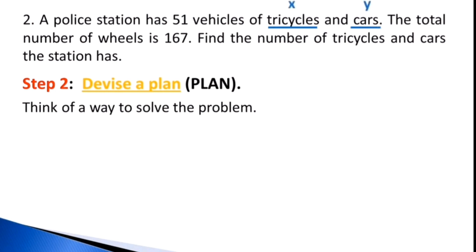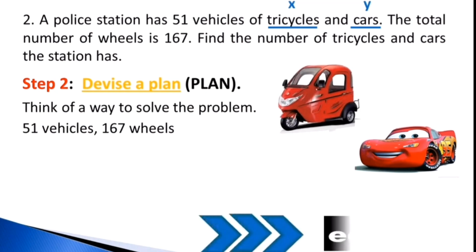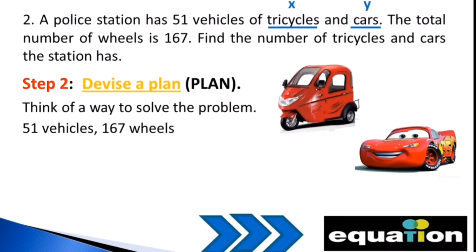Okay, the second step is devise a plan. We already know that x is for the tricycle and y is for the car. In devise a plan, let us have the best strategy to be applied in this problem. We know that we have 51 vehicles and 167 wheels, so we are going to create the equation. Let us just read and follow the sentence and draw an equation from these sentences. A police station has 51 vehicles. If we add tricycles and cars, there are 51. So we have now x plus y equals 51.